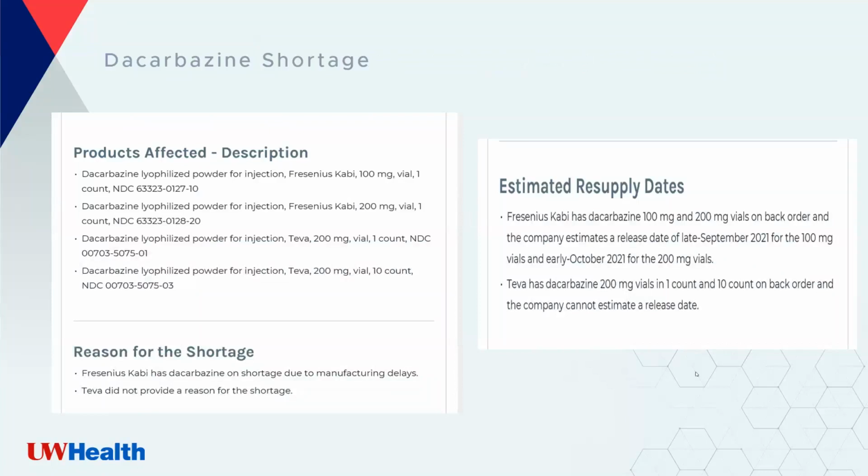This is an example of the dacarbazine shortage that I'm working with right now. So these are the products that are affected. The reason for the shortage does not seem very satisfying to me. There's manufacturing delays, and one company doesn't even provide a reason for the shortage. So estimated resupply dates, maybe late September for the 100 milligram vials and early October for the 200 milligram vials. Teva doesn't even estimate a release date. So if we only have one of two companies making it, there's going to be some problems with supply.